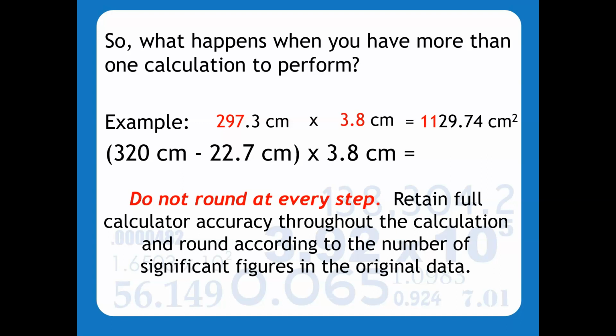Now, the reason why I put the 1 in red is because when you switch rules and you're going to multiplication, notice we're concerned with the least number of significant figures, right? We're not looking at decimal places here. So we've got the 297 from the first rule, which has 3 sig figs. We've got the 3.8 from the second calculation, which only has 2. So that means our answer should only have 2 significant figures. And so therefore, 1100 centimeters squared should be the answer.